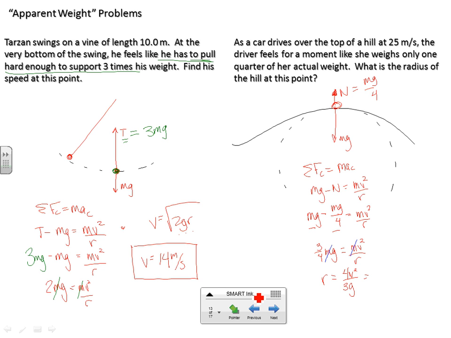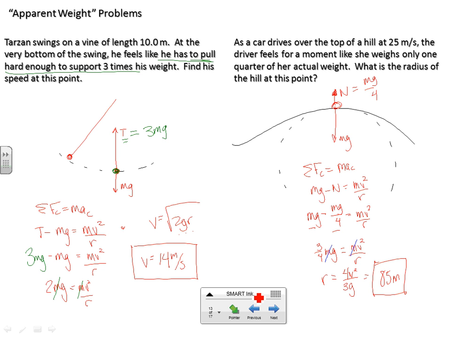25 squared, 625. I'm going to have to go calculator here, folks. 625 times 4 divided by 3 divided by 9.8. 85 meters. What do you think?